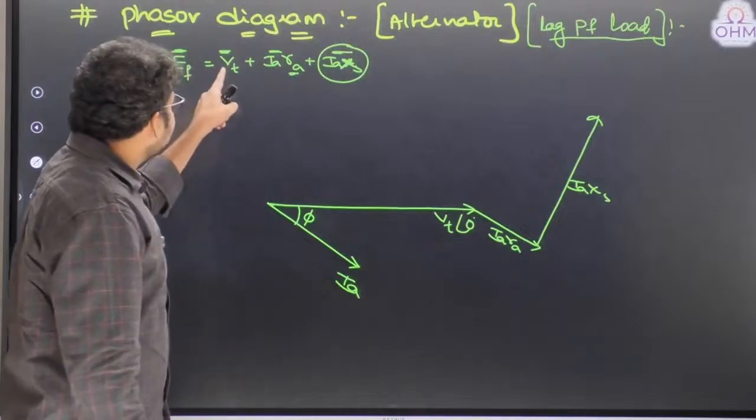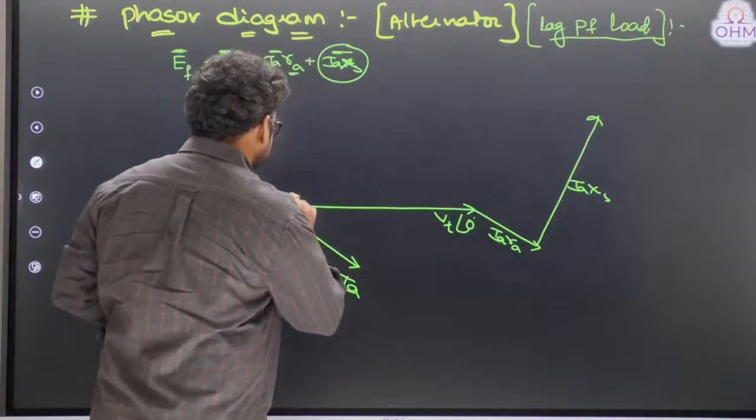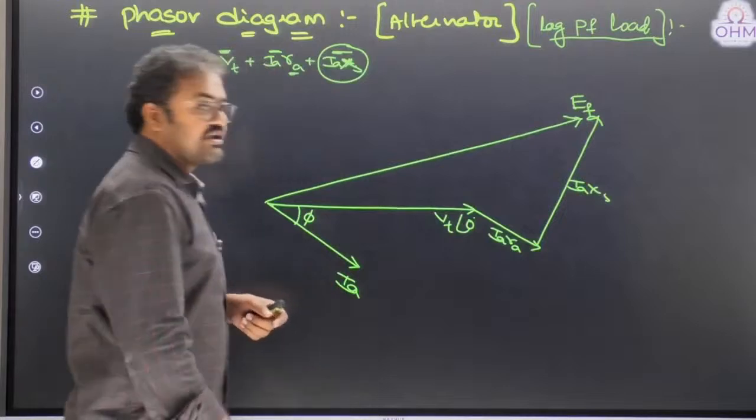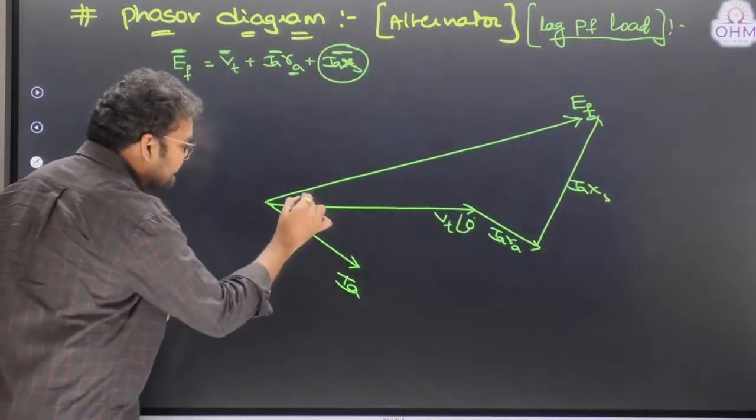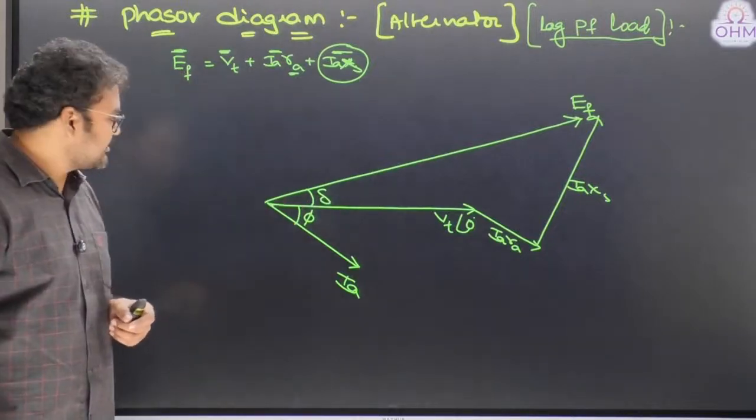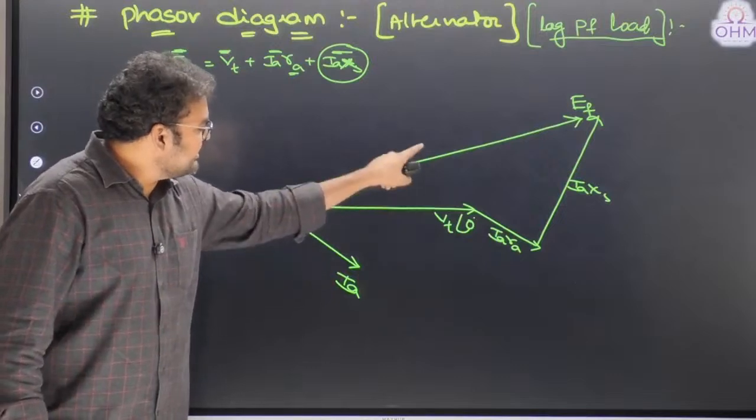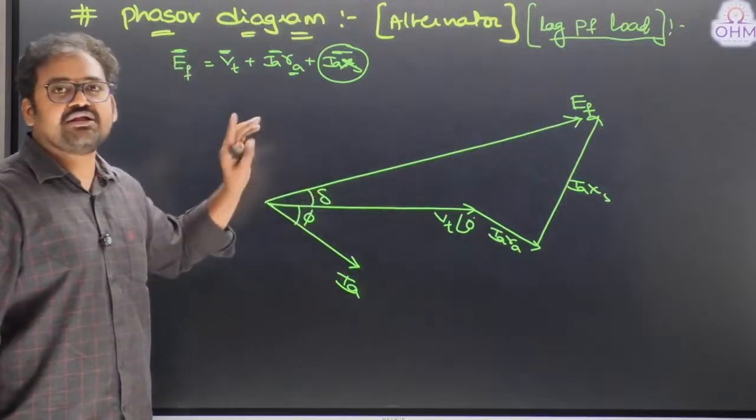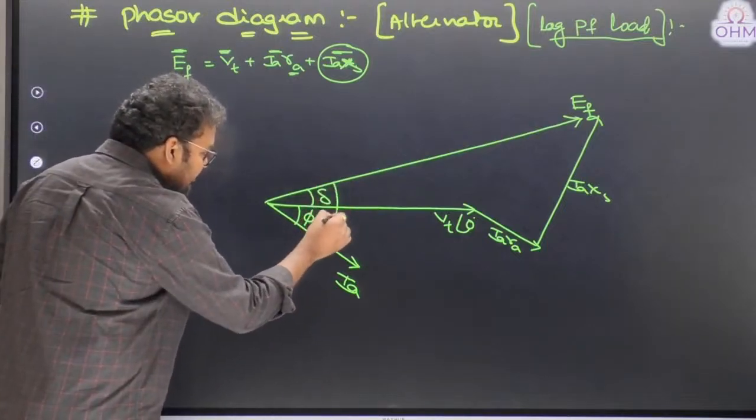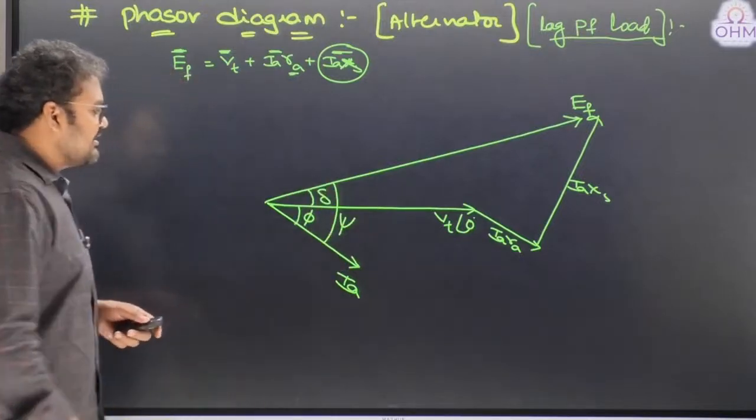Now the sum, Vt plus Ia Ra plus Ia Xs, the summation is what we call the induced EMF. That is what the phasor diagram is. And the angle between this Ef and Vt is what we call the load angle delta. Understand? So the observation is induced EMF Ef is leading the terminal voltage by an angle delta. Also, you can understand there is an angle between induced EMF and armature current. We call it the internal power factor angle psi.